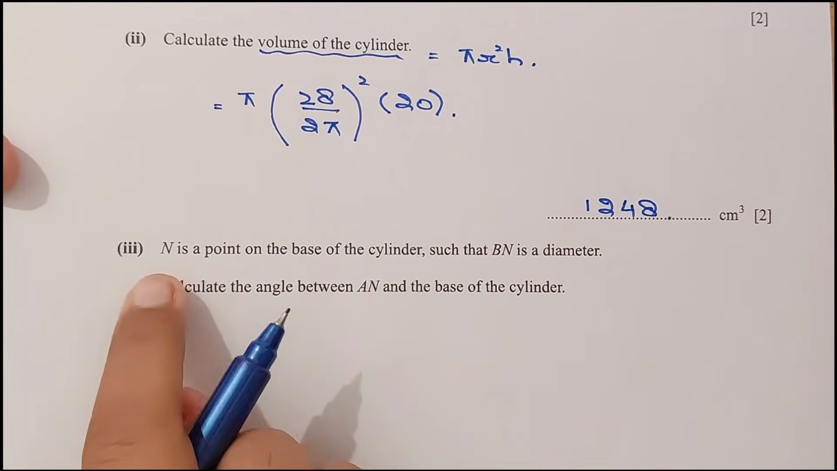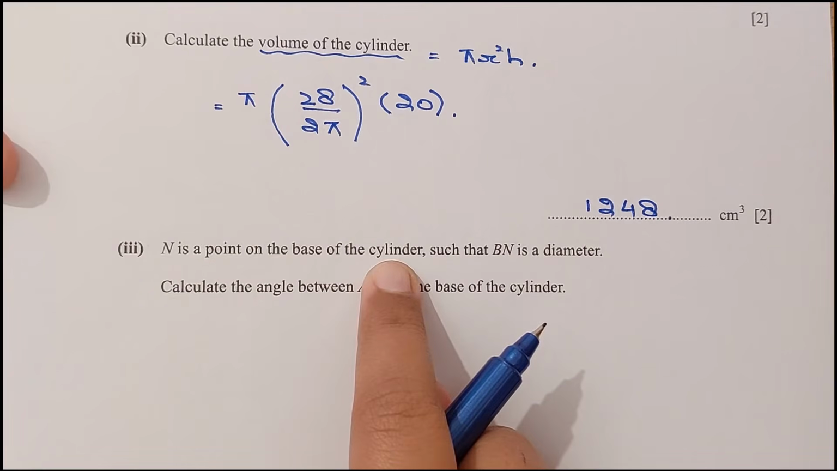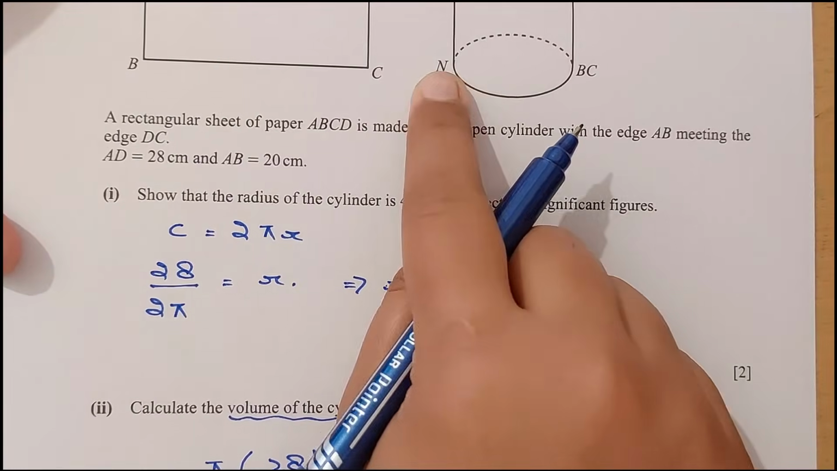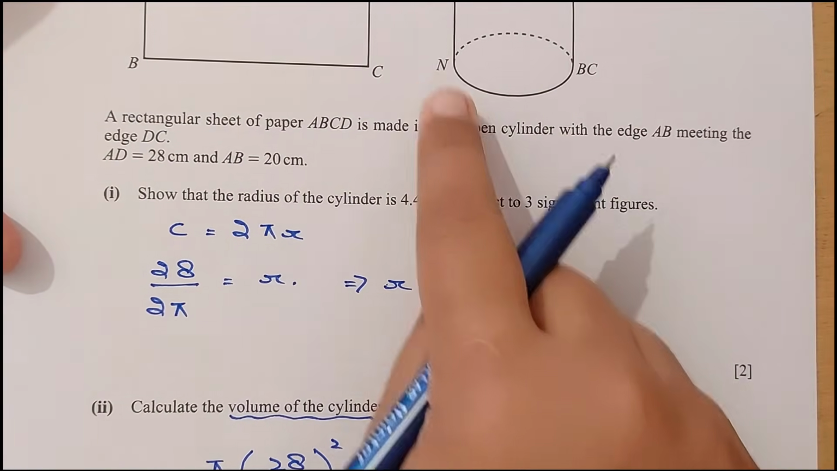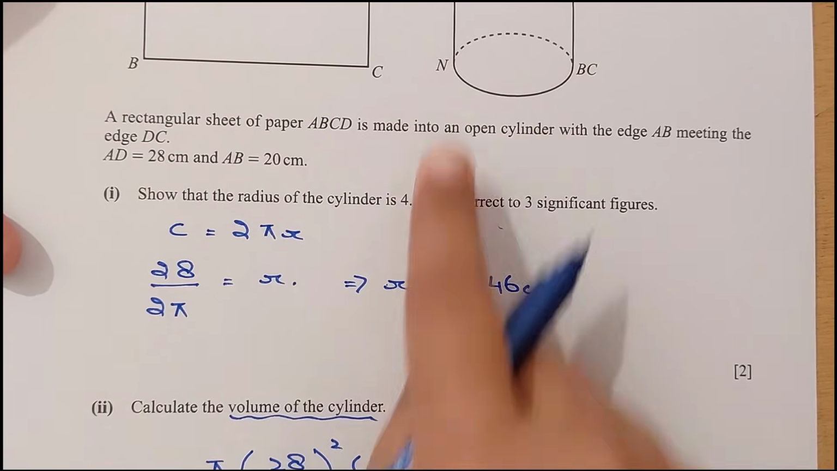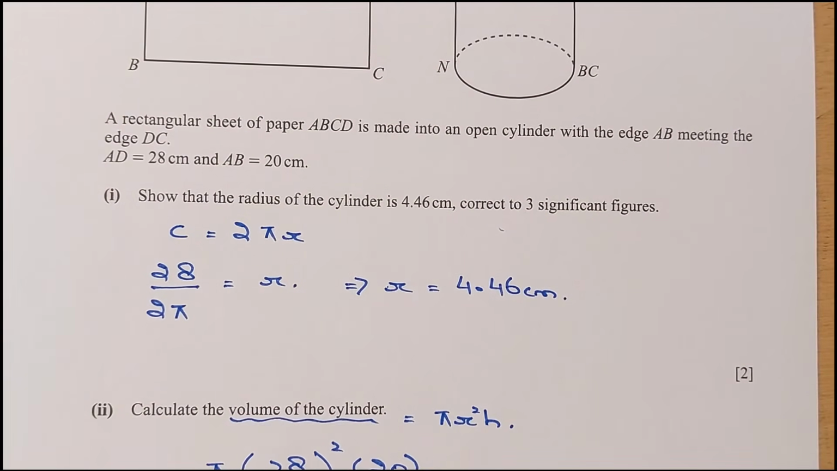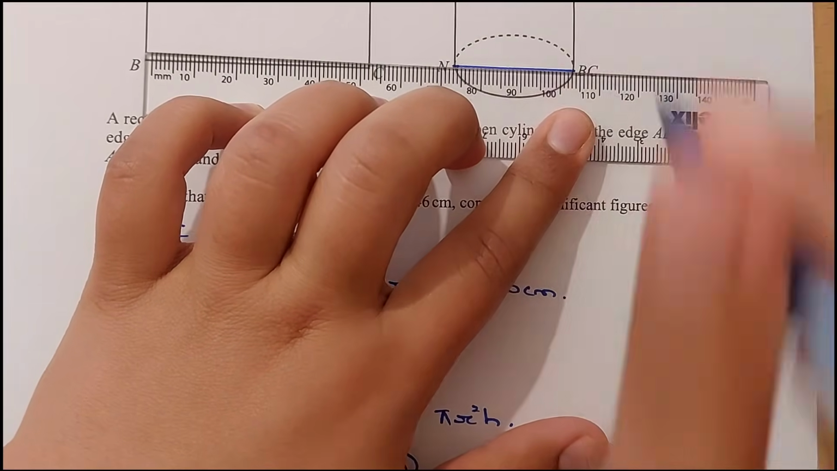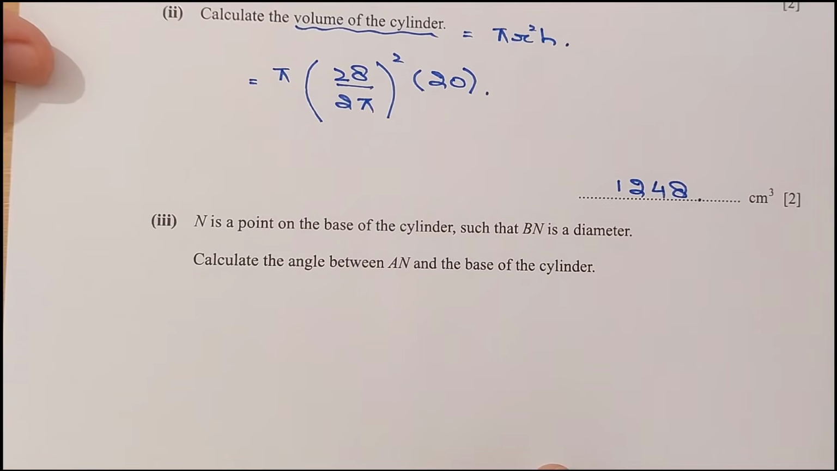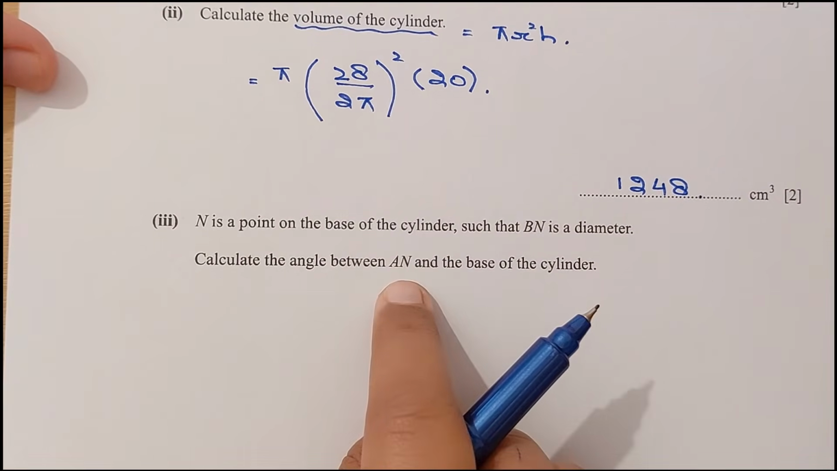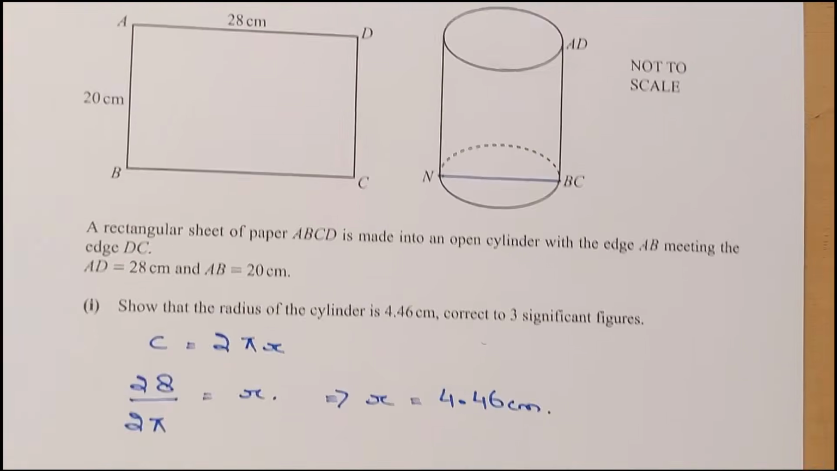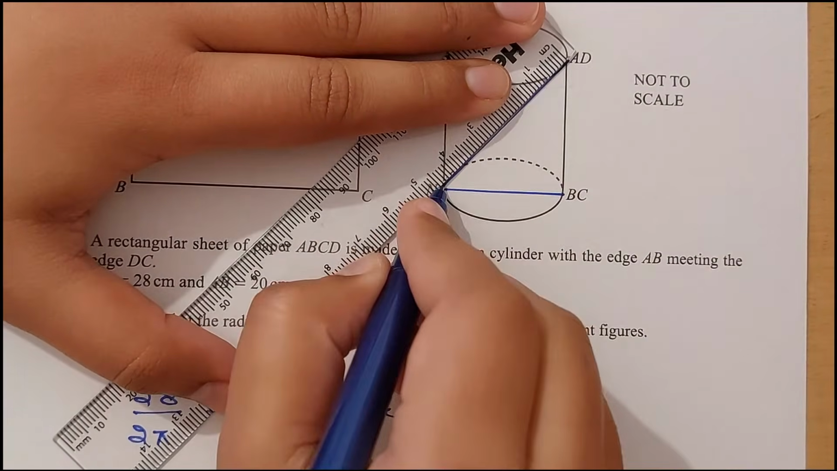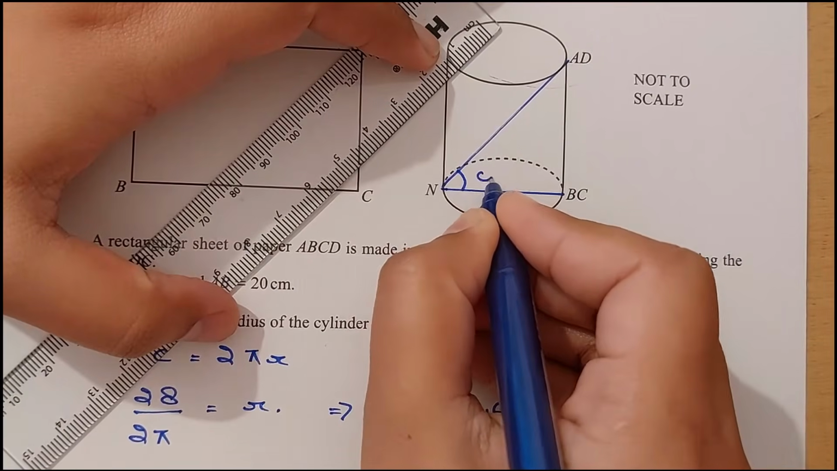Now for this third part, N is a point on the base of the cylinder such that BN is the diameter. So this is the base of the cylinder. N is a point on the base such that BN is the diameter of the cylinder. If I connect the point B to N, this is a diameter of the cylinder, that is 2 times the radius. Calculate the angle between AN and the base of the cylinder. So we have AN and the base of the cylinder, and this angle theta we have to calculate.